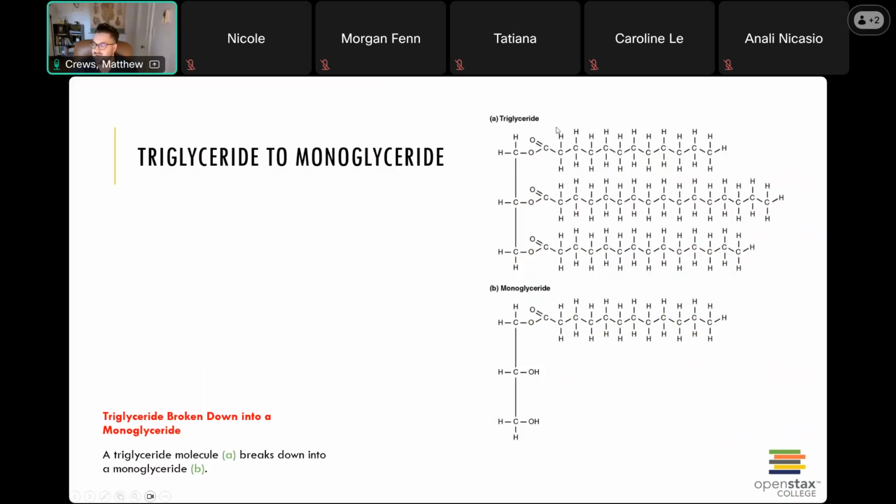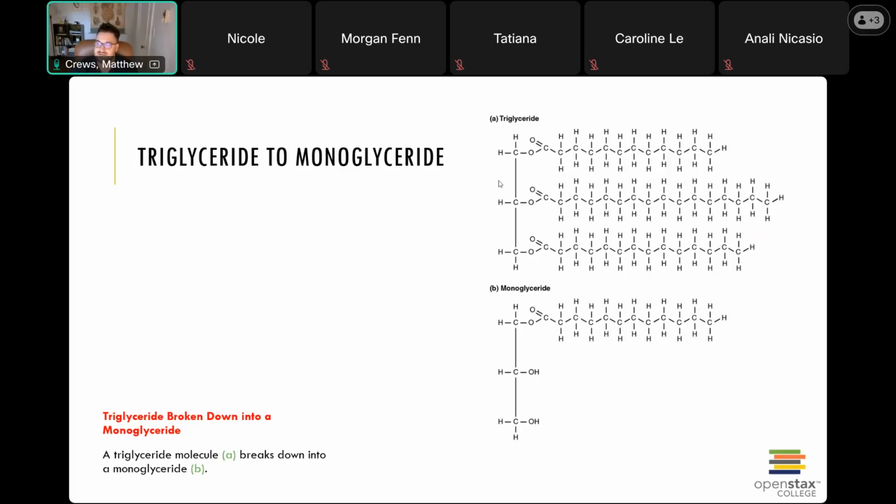So these are two different molecules. One is 12, one is 16. This one looks like it has 14. And you can link all that together as a triglyceride. Triglycerides don't always exist as triglycerides. Sometimes it's just fat molecules stacked on top of each other. But that's a pretty common way that they end up in the body.